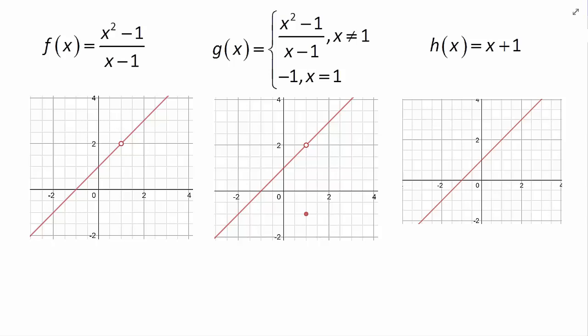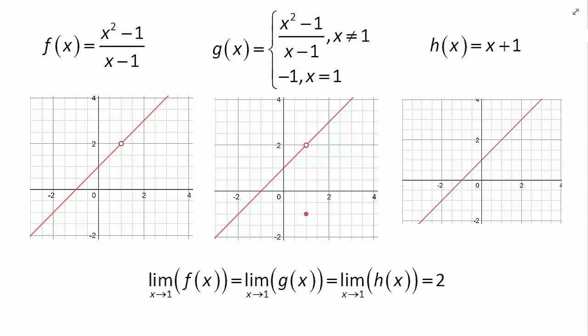Consider the following three functions, f of x, g of x, and h of x. For all three, if we think about the limit of the function as x approaches 1, of course they actually do different things at the value of 1. H of x at 1, we have the point (1, 2). That's fine. But on f of x, the point actually does not exist, and on g of x, (1, 2) doesn't exist, but because it's a piecewise function, we've generated the point (1, negative 1) on here. However, in all three cases, the limit of the functions as x is approaching 1 is 2.